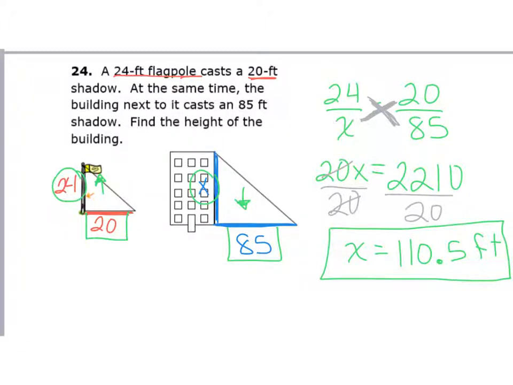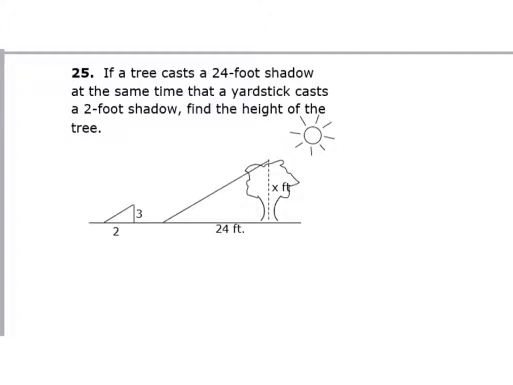Number 25. If a tree casts a 24-foot shadow at the same time that a yardstick casts a 2-foot shadow, find the height of the tree. So this is very similar to the last one. I want to compare the height of the yardstick, and again, I'll go up and down. The height of the yardstick to the height of the tree, so 3 to x, and that will equal the shadow to the shadow, 2 to 24.